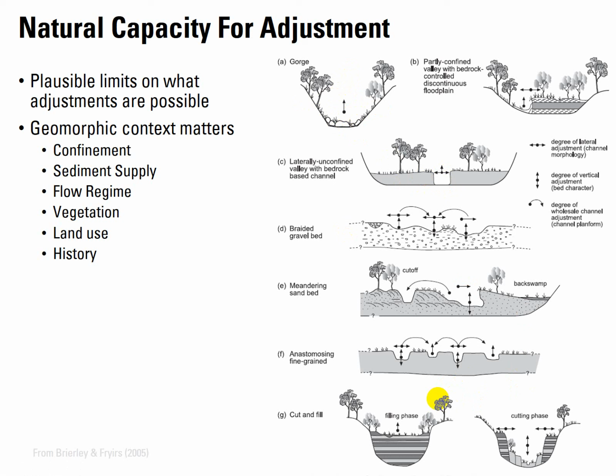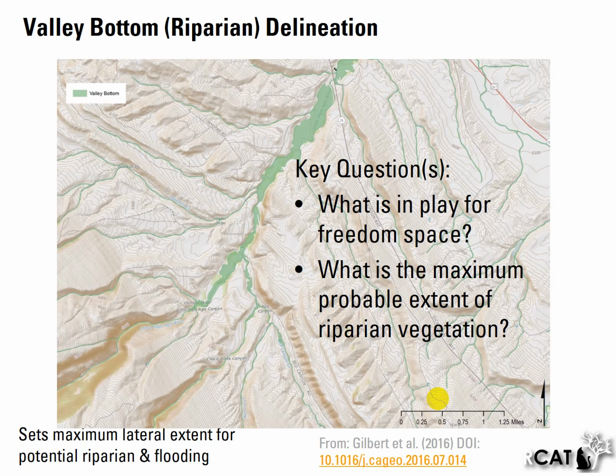If you recall, we talked about the third principle of Riverscape health. It depends. What does it depend on? Depends on the reach type. How do you get reach type? Well, your entry point is what you just did. So if you delineate these valley bottoms, it helps you address what's in play for freedom space, what's the maximum extent of riparian vegetation you might expect, what's the potential for flooding, okay? So here's just an example of variable valley bottom mapped on a small portion of a landscape up in Wyoming.